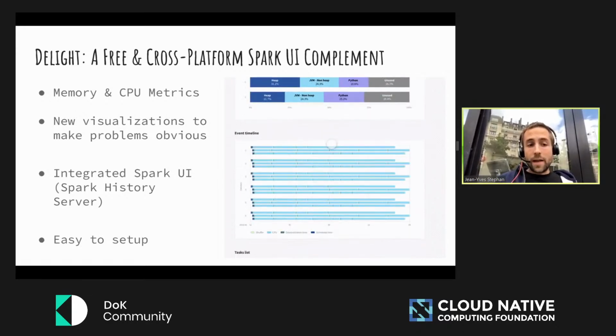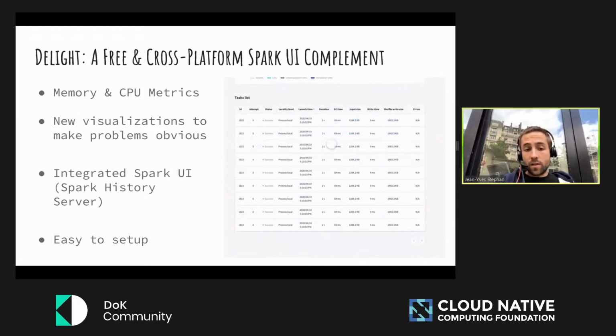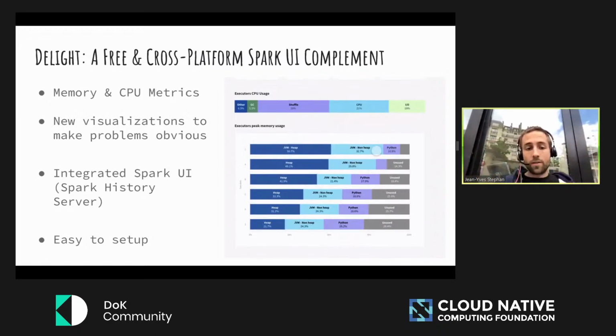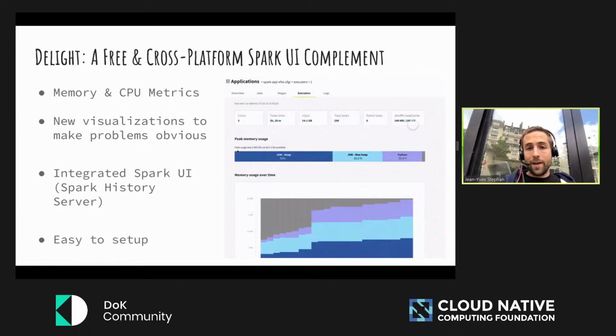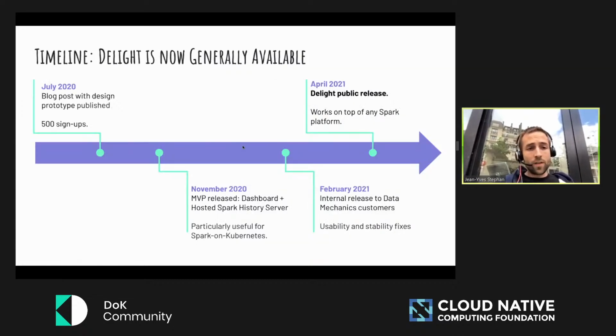On top of that, Delight also serves a Spark history server. So basically the Spark UI. So it's a great complement to the Spark UI, and it's easy to set up. We started with Delight a little less than a year ago with a blog post where we showed our design prototype. We got many people signed up, many great feedback, so we started working on it. In November, we released an MVP, which didn't have any new screen or new metrics. It was just serving the Spark UI, but already just that, I think, was quite valuable for Spark on Kubernetes users because you don't need to run the history server yourself.